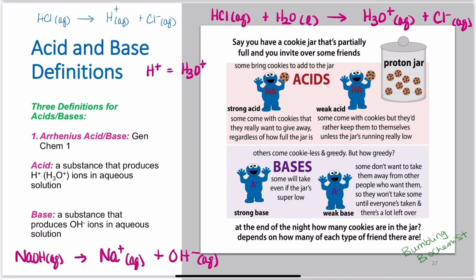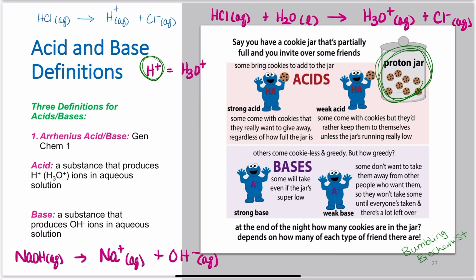When she talks about acids and bases, say you have a cookie jar that's partially full and you invite over some friends. Your cookie jar, we're going to call it your proton jar. Remember, proton is H plus. We've lost one electron, and all we have left is our proton. Strong acids come with cookies that they really want to give away. They don't care how full the jar is. They want to give their cookies away. They're the ones that come to the party every time with a bunch of things to share for everyone, and they want everyone to take it, and they don't want to take anything home.